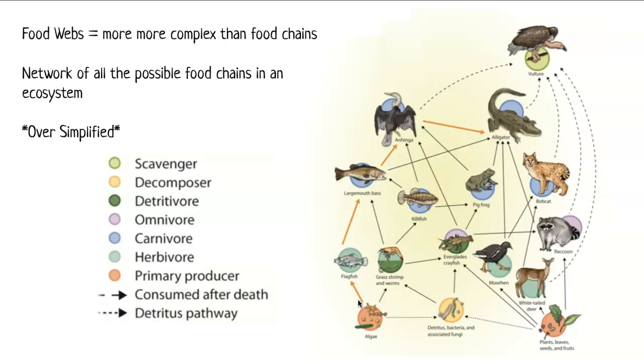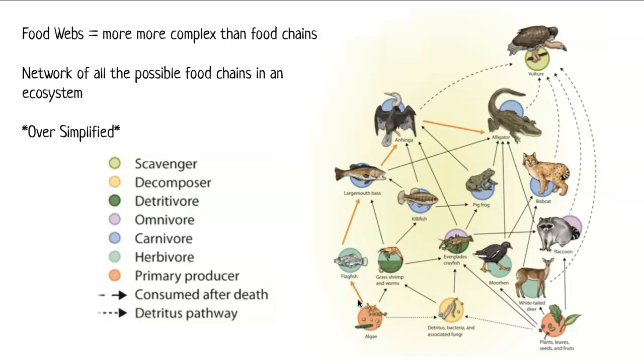A food web is going to be much more complex than a food chain. A food web is going to technically be multiple food chains within one particular ecosystem. So the network of all the possible food chains within a given ecosystem. Even though this does look much more complex, it technically is considered to be oversimplified because there's almost a guarantee that we are leaving out organisms within that particular ecosystem.